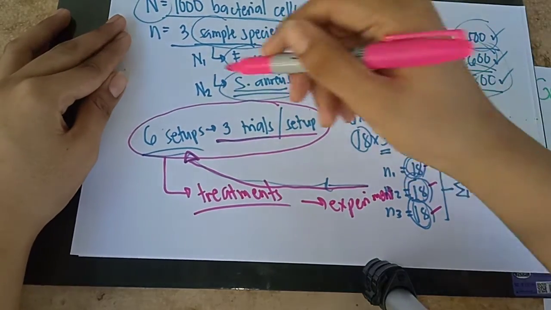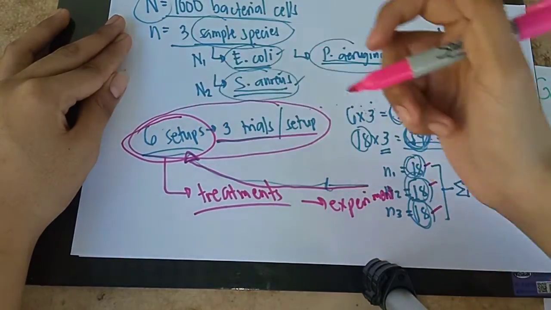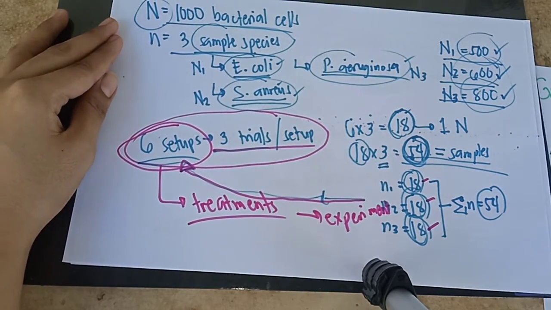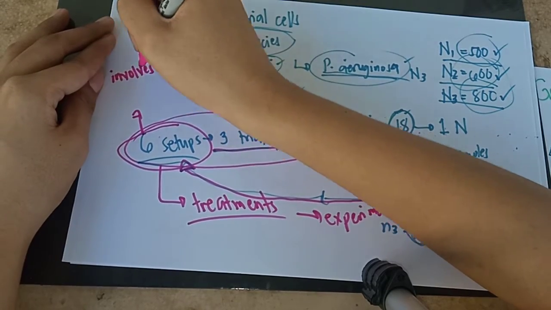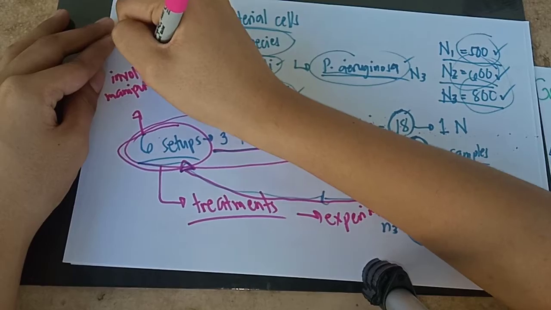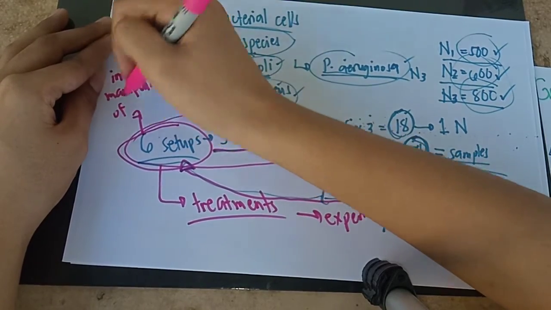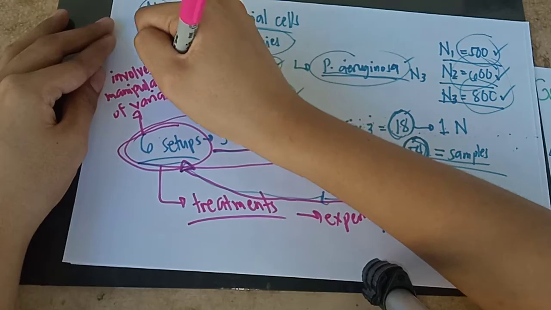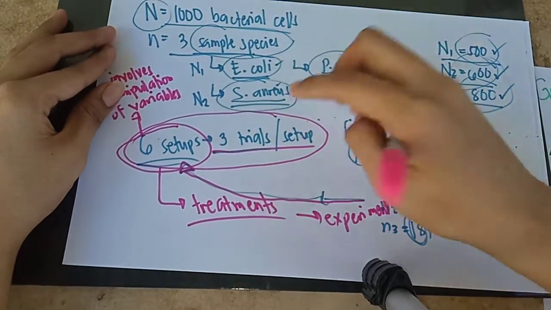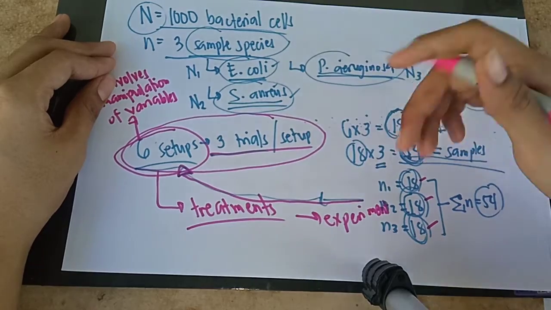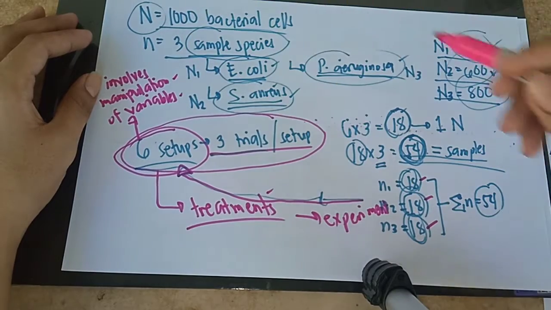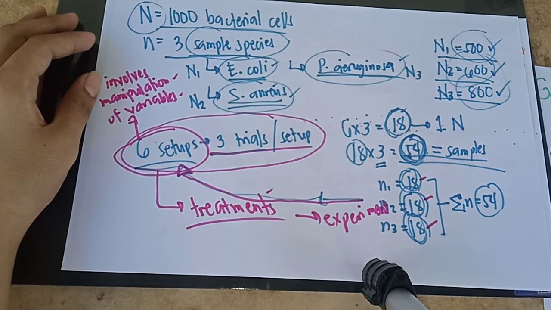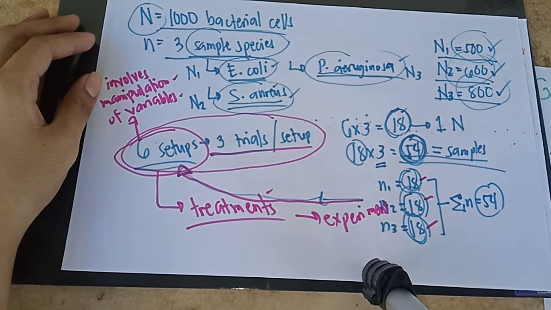Also, in experimentation, since we have these varied setups, it involves manipulation of variables. Since we have these 6 setups, they vary from one another. That is why they are called treatments. It has variation, and this variation pertains to the manipulation of variables. We do that under the method of gathering data of experimentations.